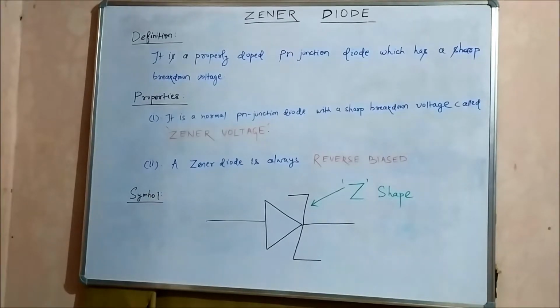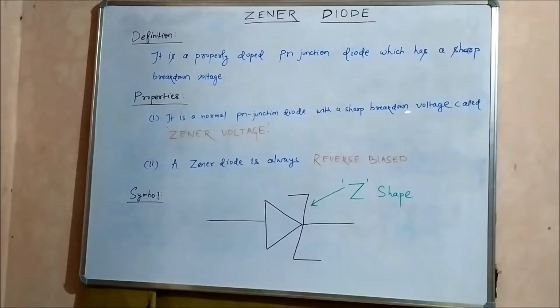So it is a normal PN junction diode, but the question which needs to be addressed is why it is called a Zener diode and not a PN junction diode, and what characteristics or properties it possesses that differentiate it from a normal PN junction diode. So there are two unique properties associated with a Zener diode which separate it from the class of normal PN junction or semiconductor diodes.